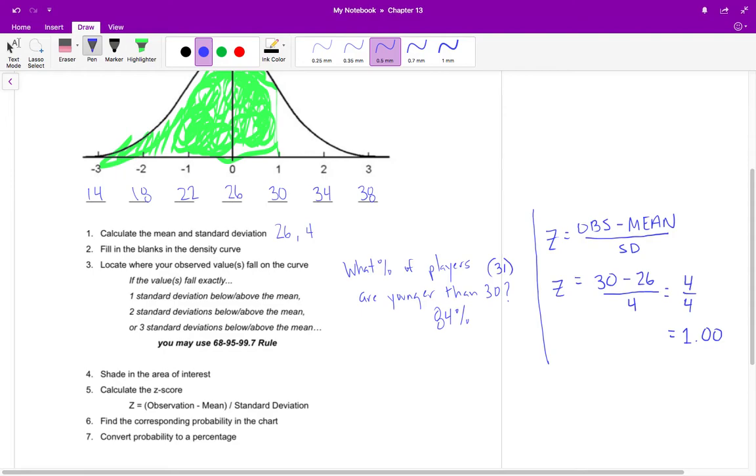Okay. Now, what does that z-score do for us? It tells us a couple things. It tells us that this observation, 30, because it has a z-score of 1, is 1 standard deviation above the mean. If that number was 1.2, I'd say 30 is 1.2 standard deviations above the mean. Okay, that's the theoretical definition of a z-score.